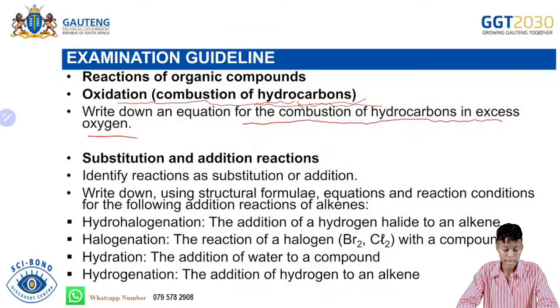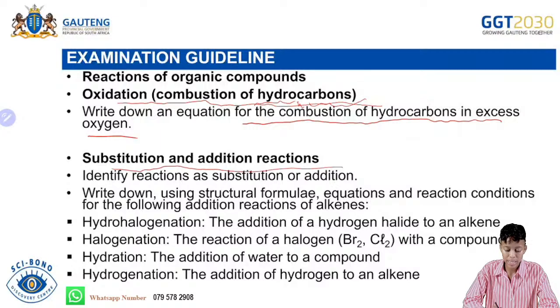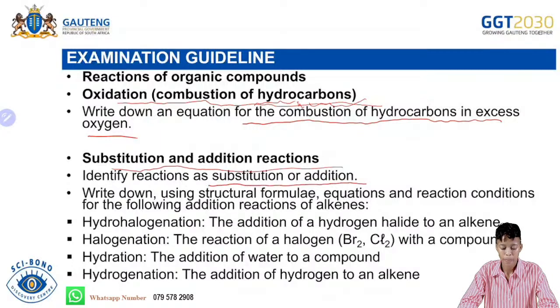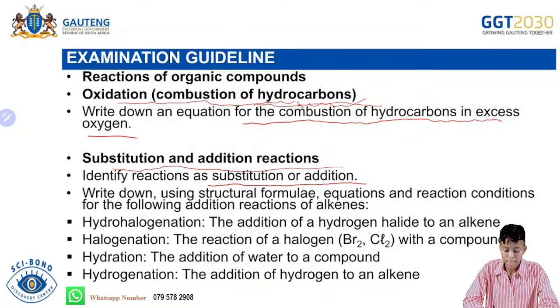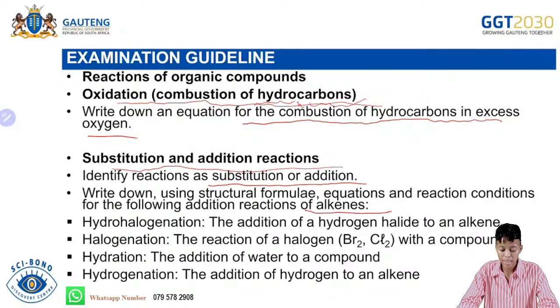Then it says we need to know what substitution and addition reactions are. Identify reactions as substitution or as addition. Write down, using structural formulae, equations and reaction conditions for the following addition reactions of alkenes. So when it comes to addition reactions, we'll be doing addition reactions in terms of alkenes only.